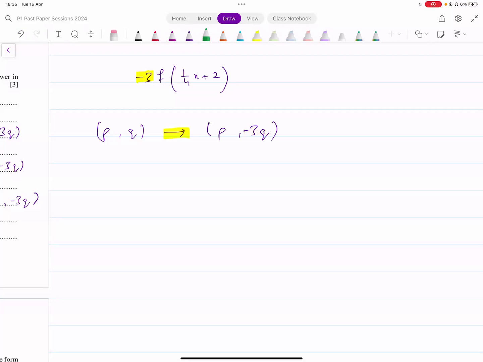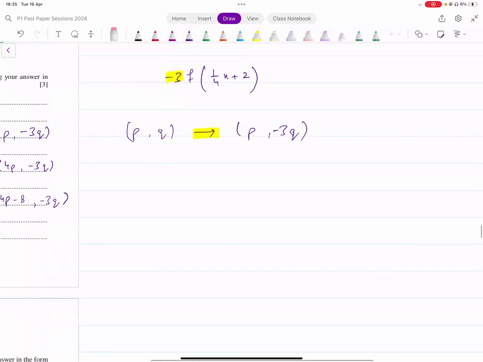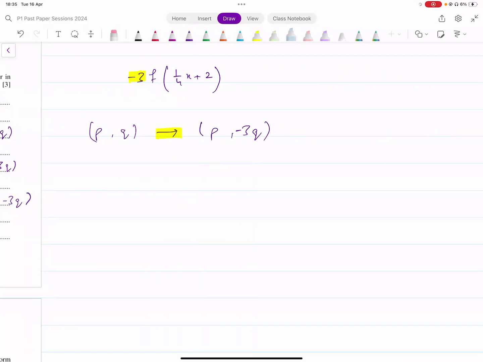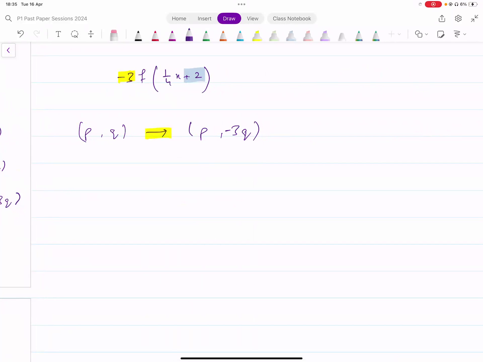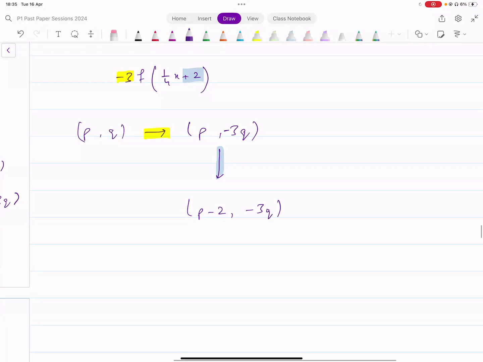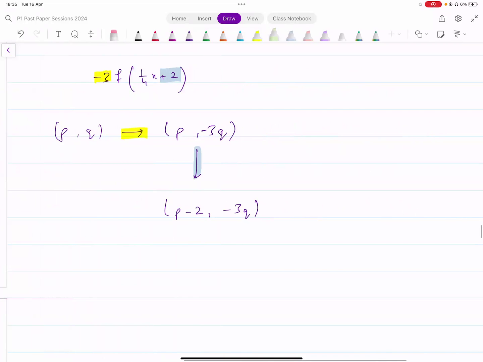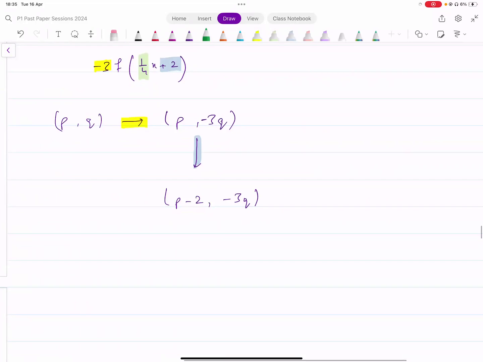Okay. Then, now it's standard form. In standard form, you do translation first. So now you would do translation first. And now after the second transformation, where does this point go? You're doing translation first now. +2 means you're going 2 units left. That means p - 2, -3q. And then you do stretch by a factor of 1/4. Where does this go now?